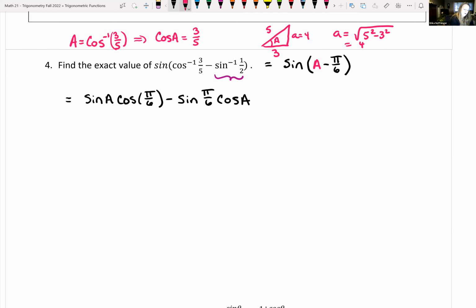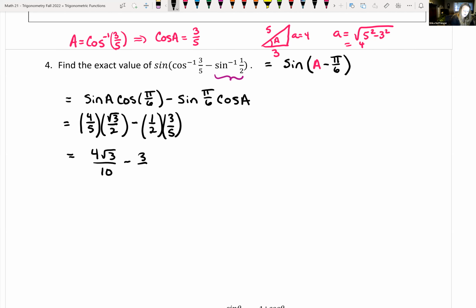So now I can use my triangle to figure out what sine of A is. So opposite, which we just found was 4, over the hypotenuse 5, all times cosine of pi/6. Cosine of pi/6 is root 3 over 2, minus sine of pi/6. Sine of pi/6 is 1/2, times cosine of A, which we said was 3/5. So we have 4 root 3 all over 10 minus 3 all over 10.